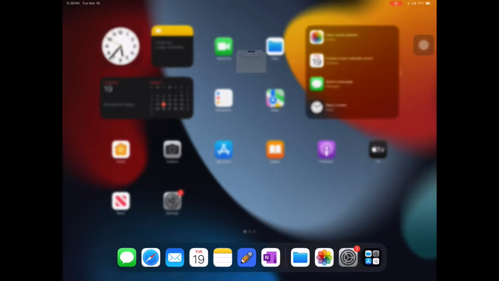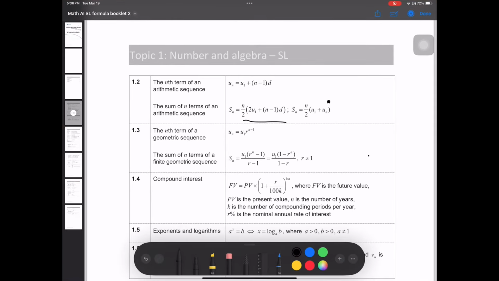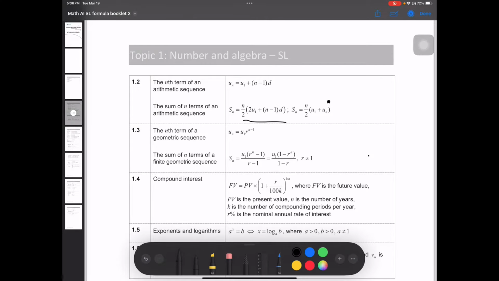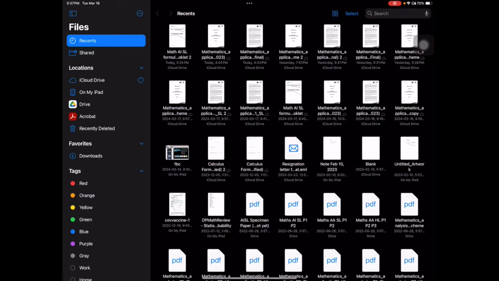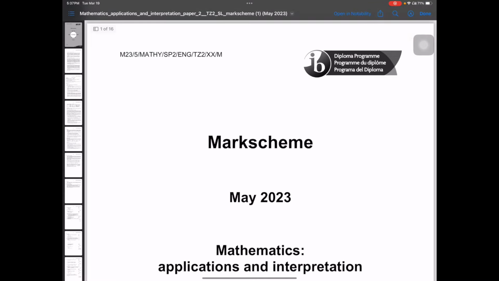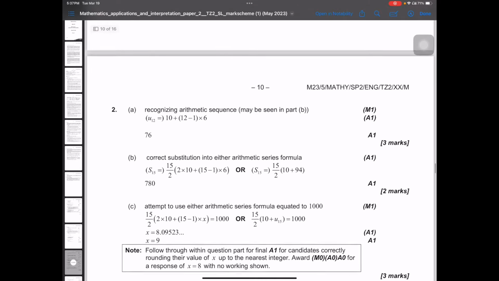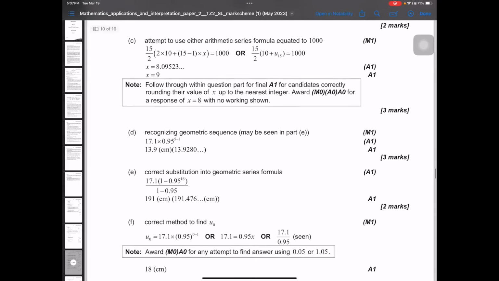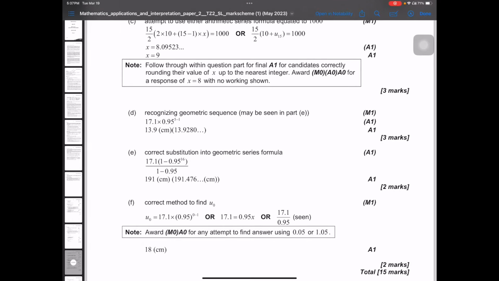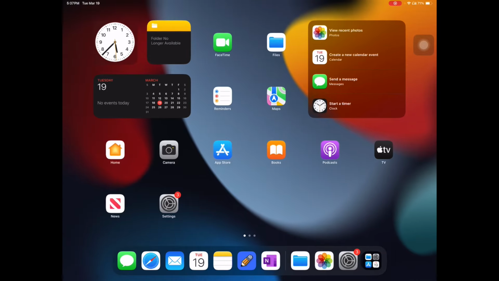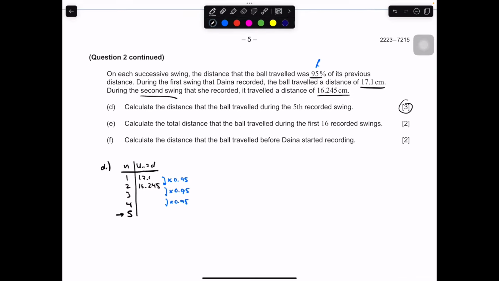Half interested in actually looking at the mark scheme for this. You can skip ahead if this is trivia for you and maybe somewhat irrelevant, but let's check it out. I think this is it, May 2023. Okay. Quick substitution. Recognizing geometric sequence. Okay. A1 is actually a use of a formula. So in this case, it actually looks like they are expecting a formula. So this is part D right here. So let's go back to the document.